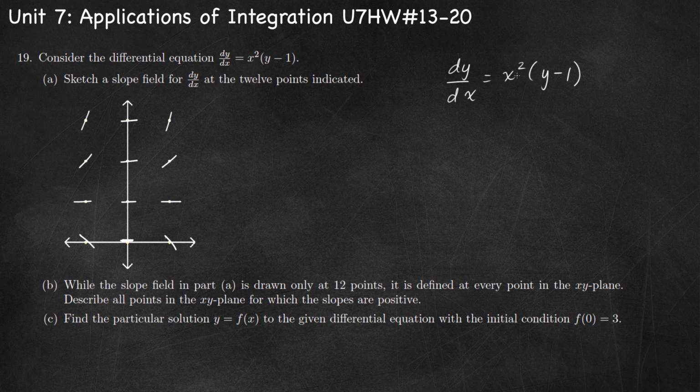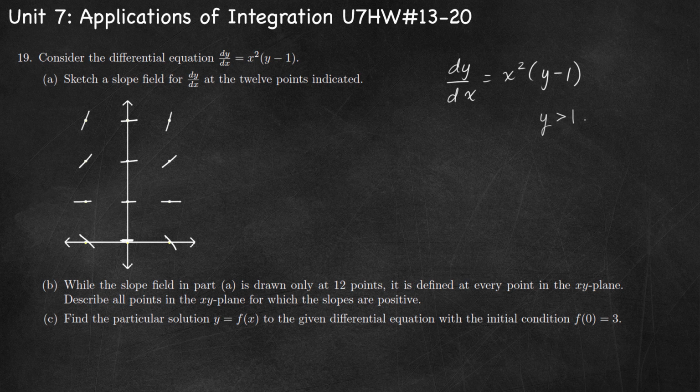Well, no matter what we choose for x, unless it's 0, because we're squaring the x coordinate, that factor is always going to be positive. So that's not going to affect the sign unless x is 0. So assuming x is not 0, this slope is going to be positive whenever y minus 1 is positive, and that happens whenever y is greater than 1. If y is equal to 1, then our slope is 0.